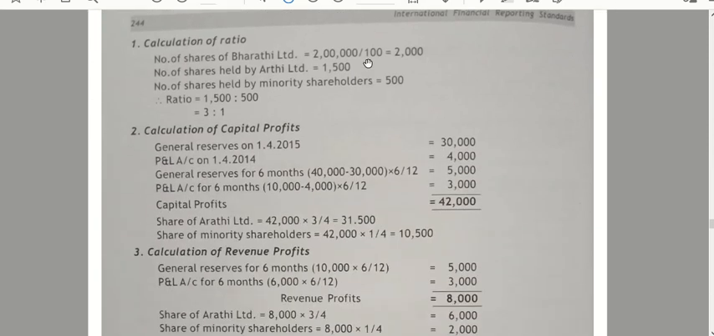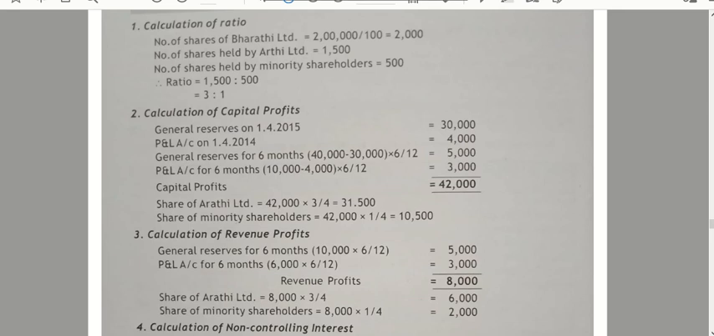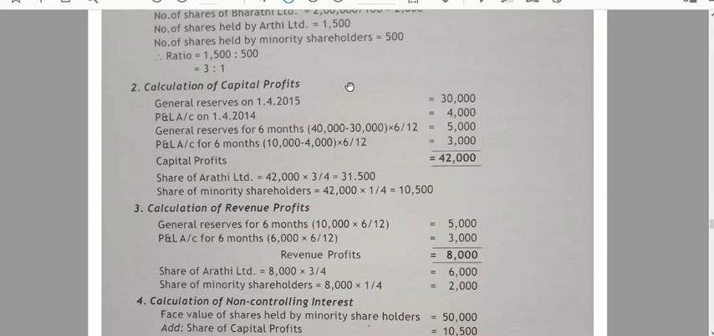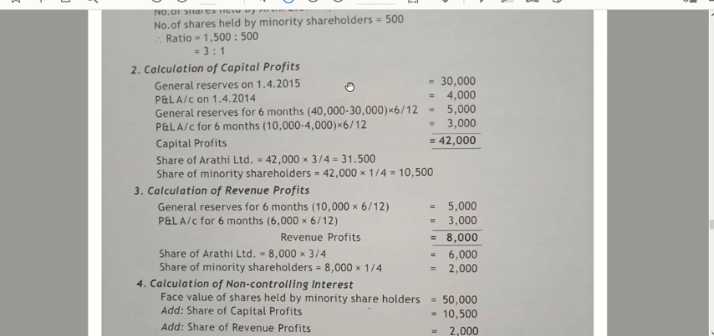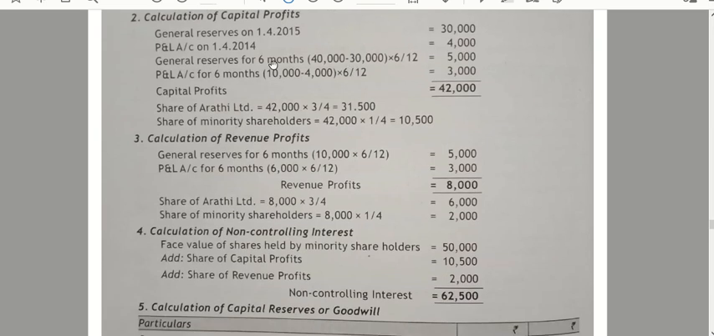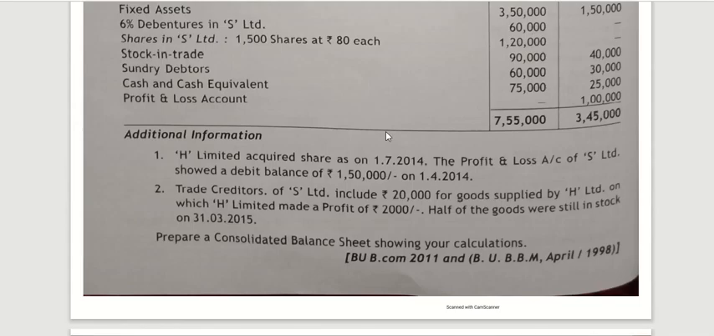So you start with the calculation of ratio. The number of shares of Bharati Limited is 2 lakh divided by 100, which is 2,000 shares. Of the 2,000 shares, Aarti Limited has taken 1,500 shares. So the number of shares held by minority shareholders is 500. So the ratio is 1,500 is to 500, 3 is to 1. So the calculation of capital profits, general reserve on 1/4/2014 is 30,000, which is from the question.